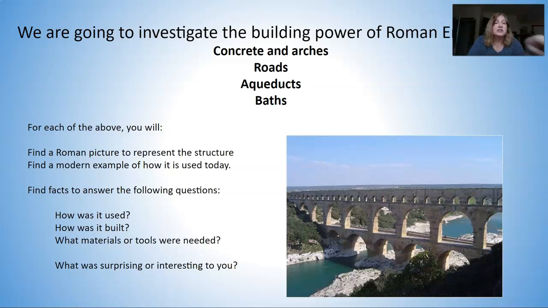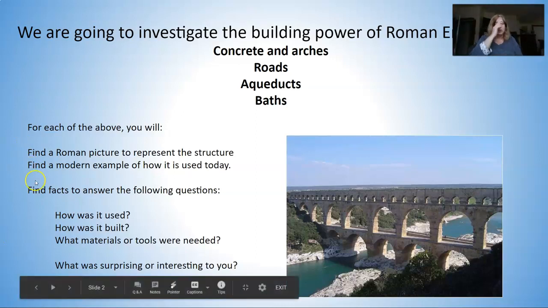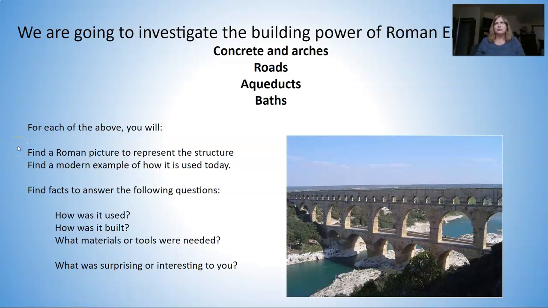If you take a look at the slide here, you can use Google Slides, you could use Powtoons, you could use Prezi, you could do a Wevideo, your choice. And you're going to have three basic things on each slide. The first one is some sort of a picture that represents the Roman version of this thing. So Roman concrete, a Roman road, a Roman aqueduct, and so on. Then finding a modern picture that shows how we've adapted that information and how we use it today. So instead of an aqueduct, what do we use to do the same job?